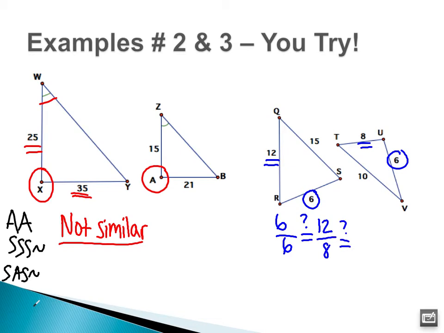And then just for fun, let's do the largest sides also. Largest side on the first triangle is 15. Largest side on the second triangle is 10. So I want to check if these proportions are true. 6 over 6 simplifies to be 1. 12 over 8 simplifies to be 3 halves. These are not equal. Therefore, our triangles are not similar.